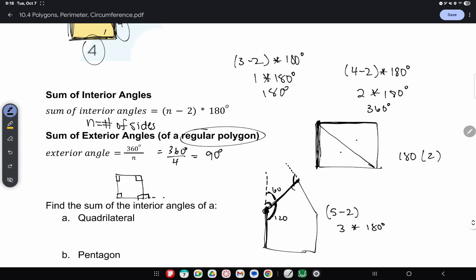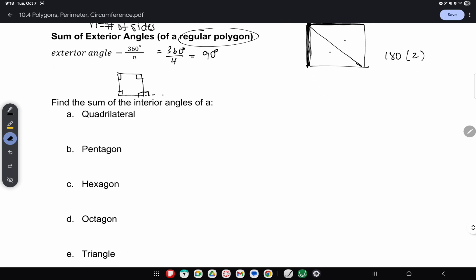And then if all of the interior angles are different, then those exterior angles are going to be different. So that's why this only works if you have a regular polygon. I'm going to erase some drawings here.